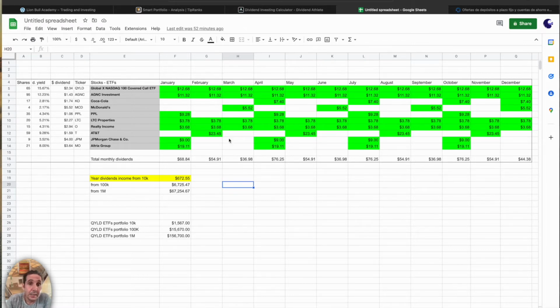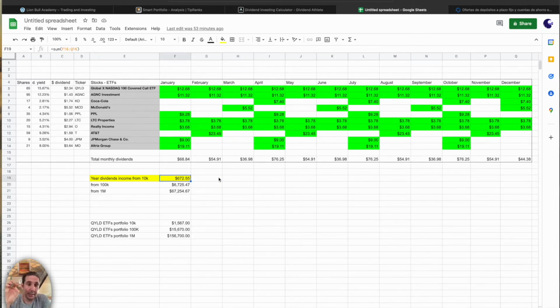Okay, next month, February, we will earn 54.91. We have the same four stocks that pay each month, plus AT&T will give us 23.45. March is the lowest, which normally gives less, and it's around 36.98. But April is April. July and October are the biggest income. We will get 76.25 in those months. In total, at the end of the year, we get around $700.